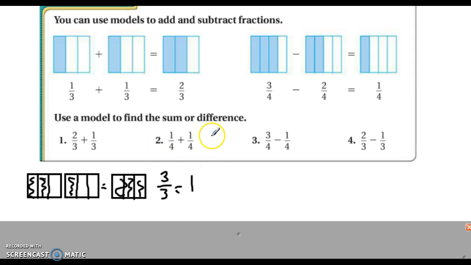Now if you drew a model for the rest of them, for number 2, you would have gotten 2/4, which you could simplify by dividing the top and the bottom by 2 to get 1/2. And we always want to make sure we're simplifying our fractions when possible. 3/4 minus 1/4. 3 minus 1 would be 2 pieces out of 4, which again I can simplify to give me 1/2. And then my last one says 2/3 minus 1/3. So this one is broken into thirds, and 2 minus 1 equals 1, so 1/3.